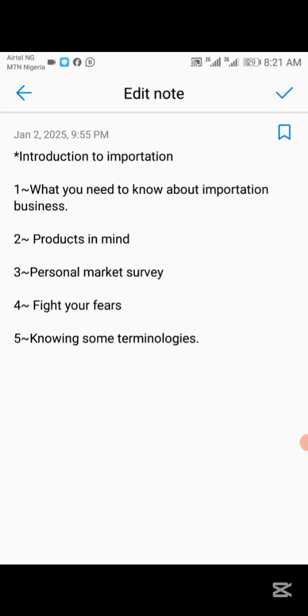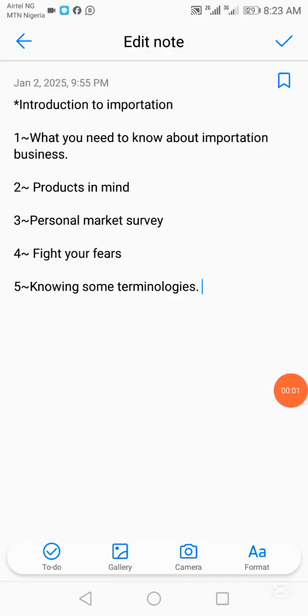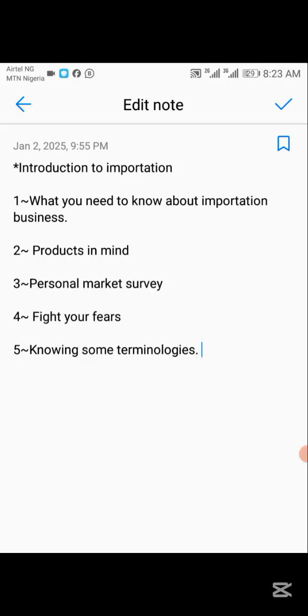So the next one we are going to have is personal market survey. And so, you are welcome back. Then, point number 3, we are talking about personal market survey. Yes, you must actually know your environment and what moves for you, so that you don't just import products that you are not going to make sales on, because the end of every business, or the end of every importation, is for you to buy products and make sales and then have profit for whatever services you are rendering to people. So you must survey your environment.